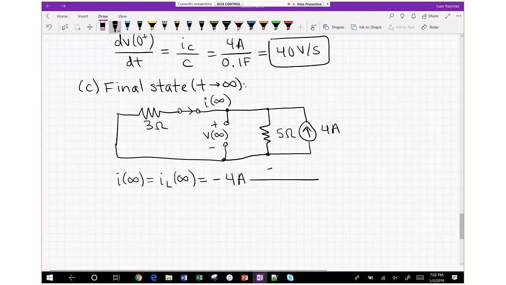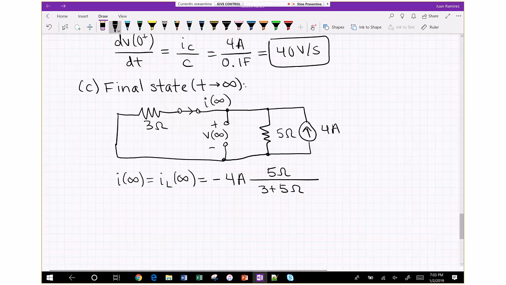Why? If we remember, current division allows us to determine the current going through an individual resistor when we know the current going into a parallel branch of resistors. If there are only two branches, then we can simply say the current going into one resistor is equal to the current going into the parallel branch times, in the numerator you put the opposite resistor. So not the resistor you're looking for the current through, but the opposite. In this case, the opposite is 5 ohms. And then you divide by the sum of both of them. So just look back at current division if that doesn't feel very familiar.